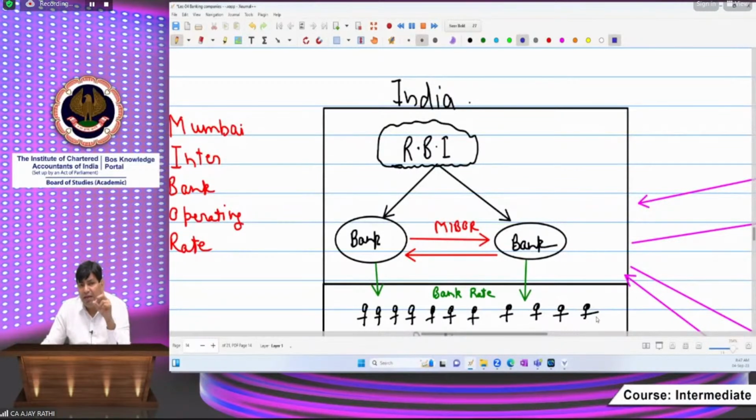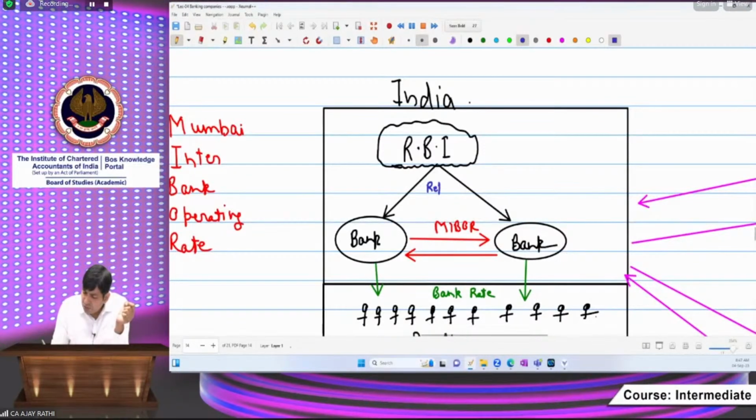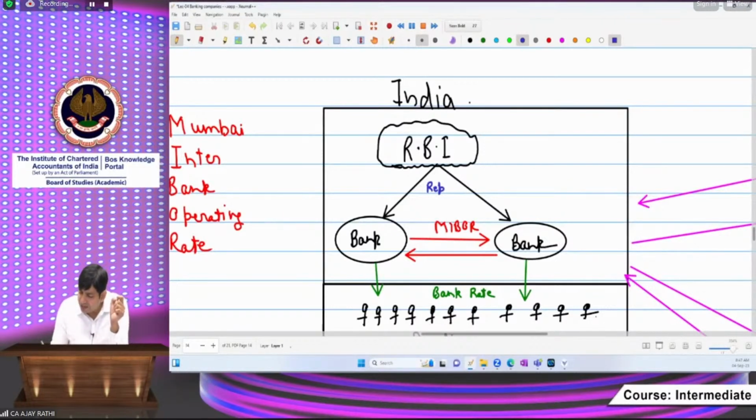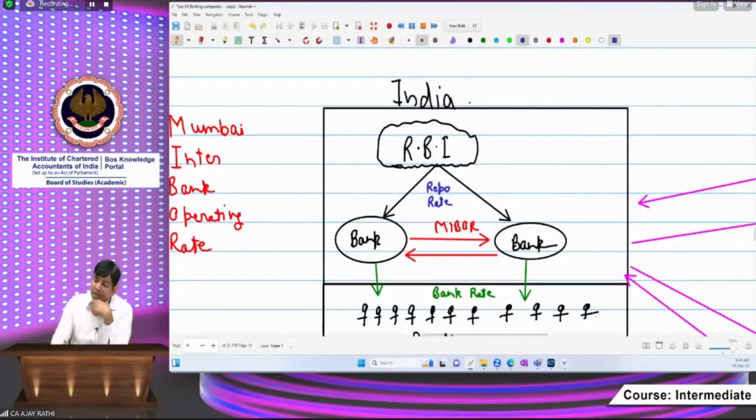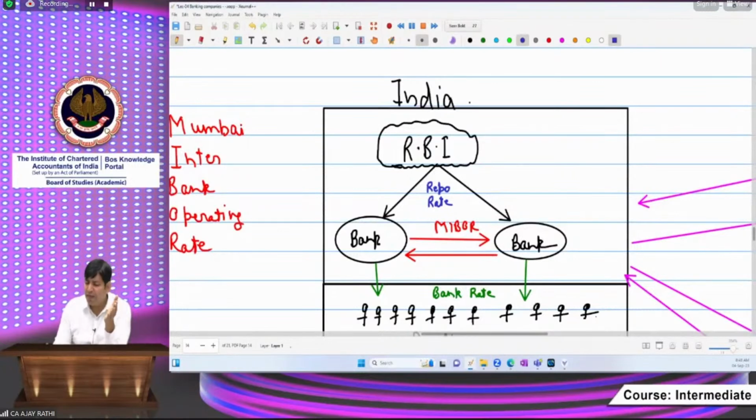Hence, if any bank requires an amount to pay to the customer, then the bank has to pay, otherwise the bank will fail. So sometimes it happens that a bank needs more money than its deposits. In that case, the amount is borrowed by the bank from RBI. So this is the question of repo. The rate at which RBI gives loans to banks is called the repo rate. Okay, beta.